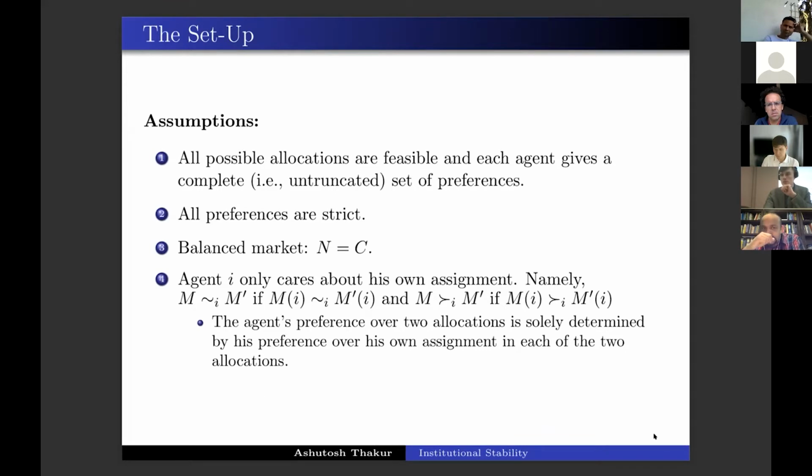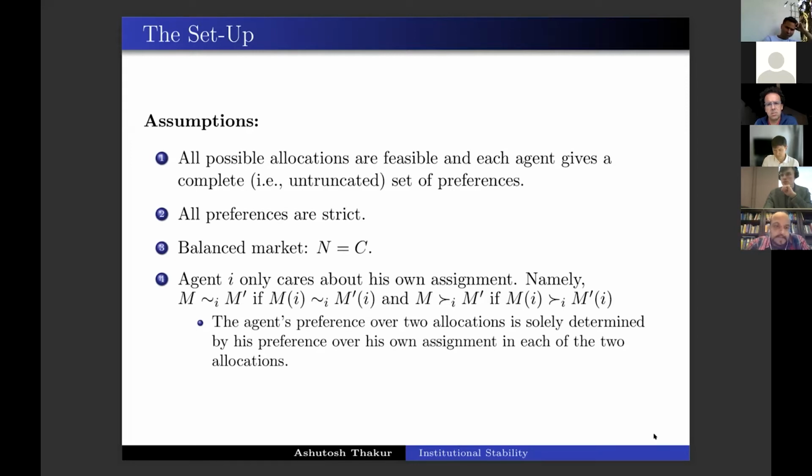Okay, so let me start off with a few assumptions, all of which I'm going to relax at the end of the talk, but just for ease of exposition. So I'm going to assume that all possible allocations are going to be feasible. Each agent is going to give a complete, untruncated set of preferences. All preferences are going to be strict. The market's going to be balanced, so the number of agents is the same as the number of seats to be assigned.